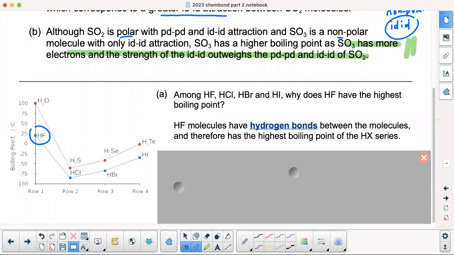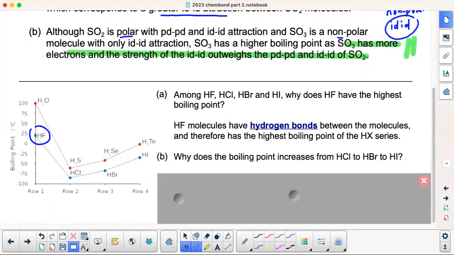Okay, but now this part I want to talk about. Why is the boiling point increasing? Why does the boiling point increase from HCl to HBr to HI? So I want you to write this down. HCl, HBr, and HI. Okay, write this down. So all of them are polar. So all of them have ID and PD.